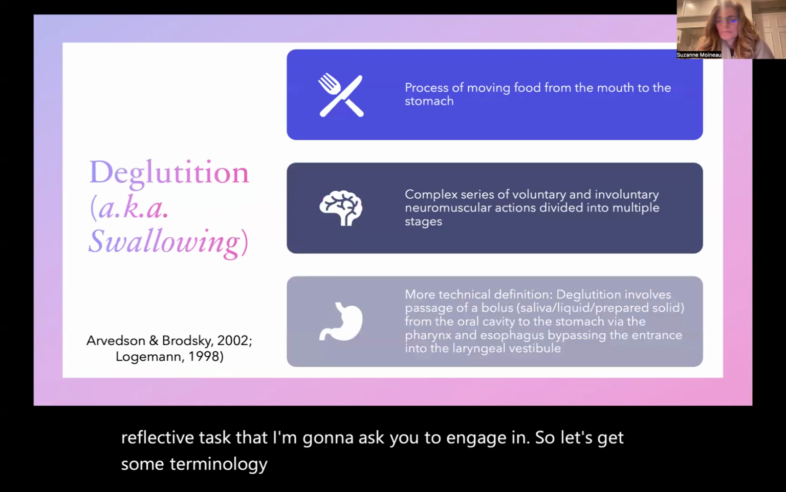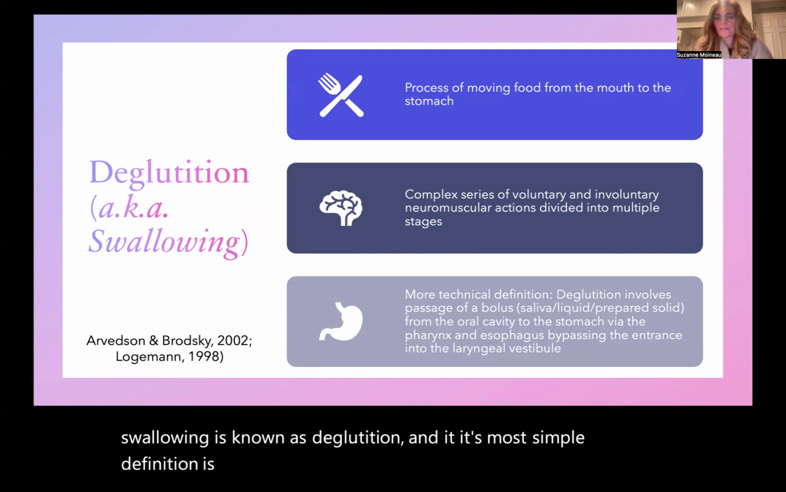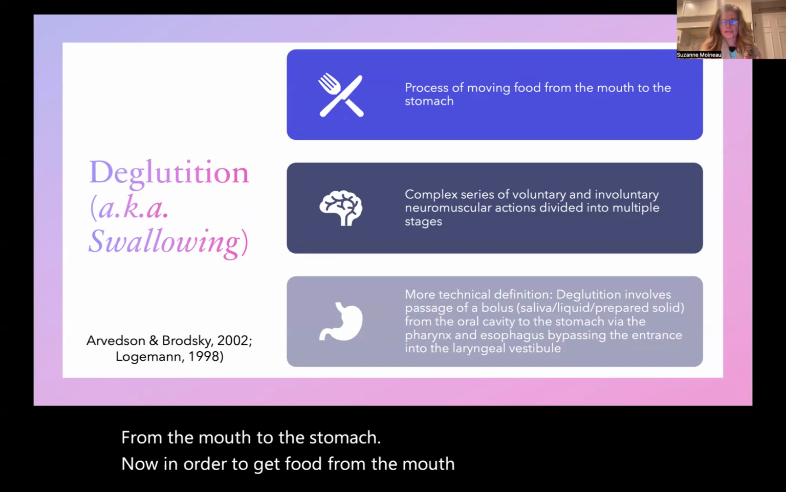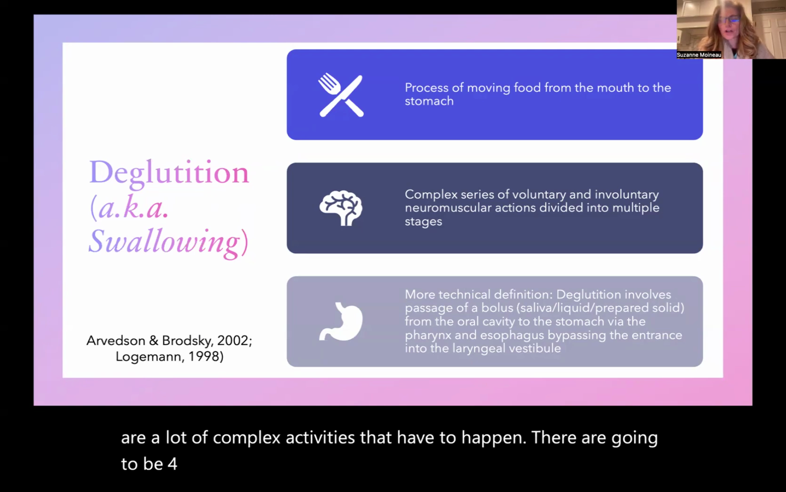The technical or medical term for swallowing is known as deglutition, and its most simple definition is just the processing of food from the mouth to the stomach. Now, in order to get food from the mouth to the stomach, there are a lot of complex activities that have to happen. There are going to be 4 phases that we're going to talk about.